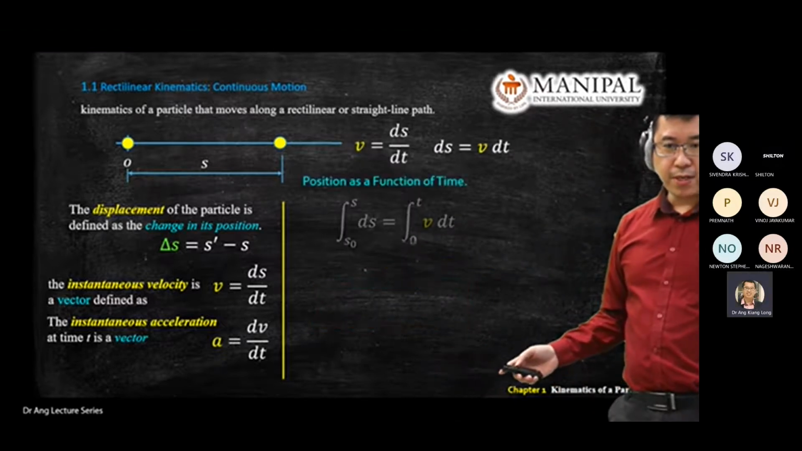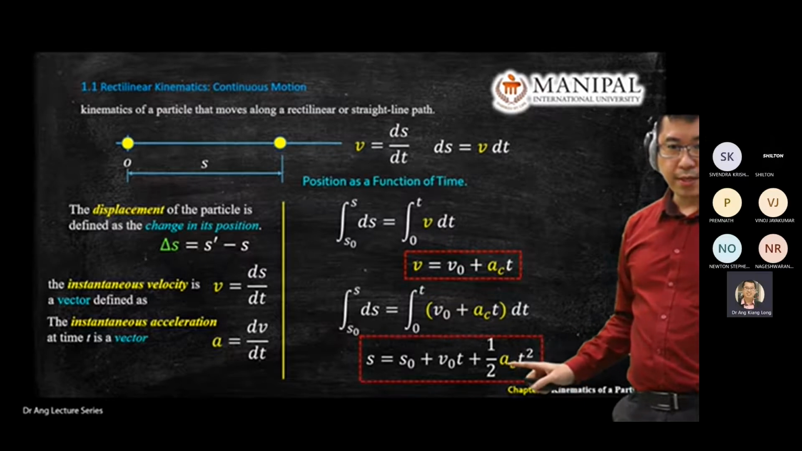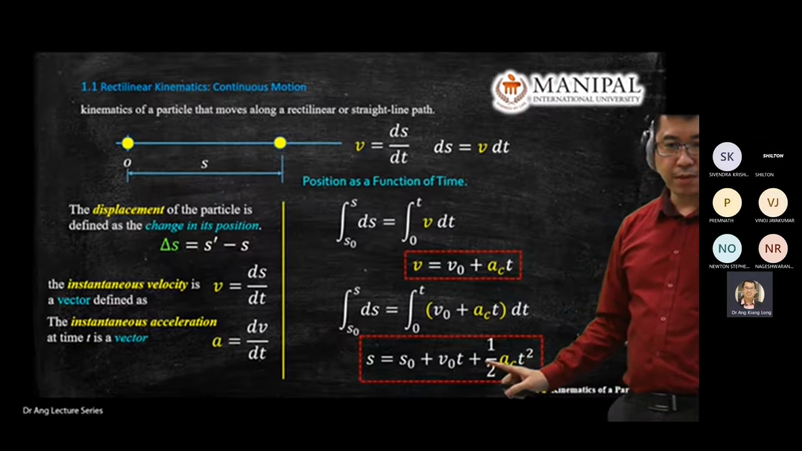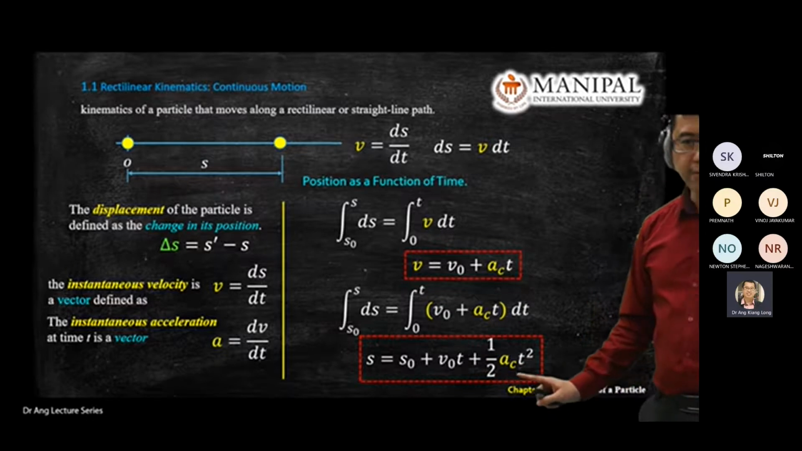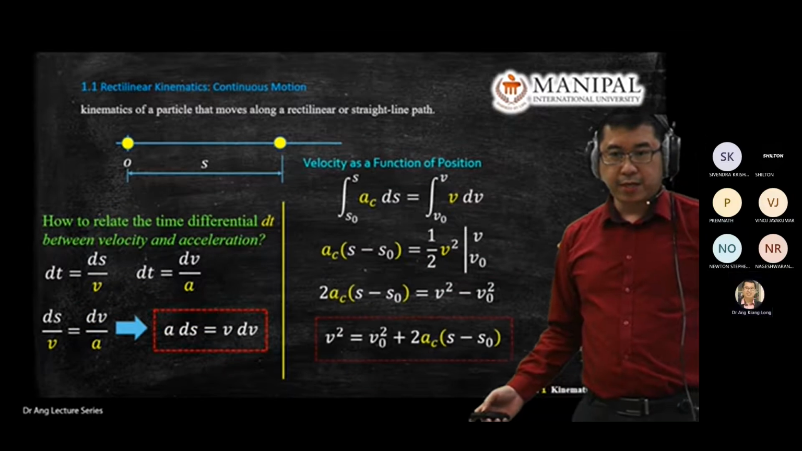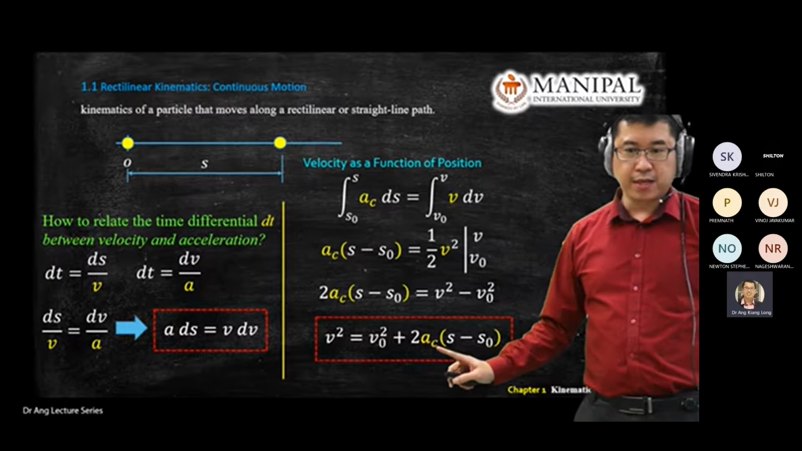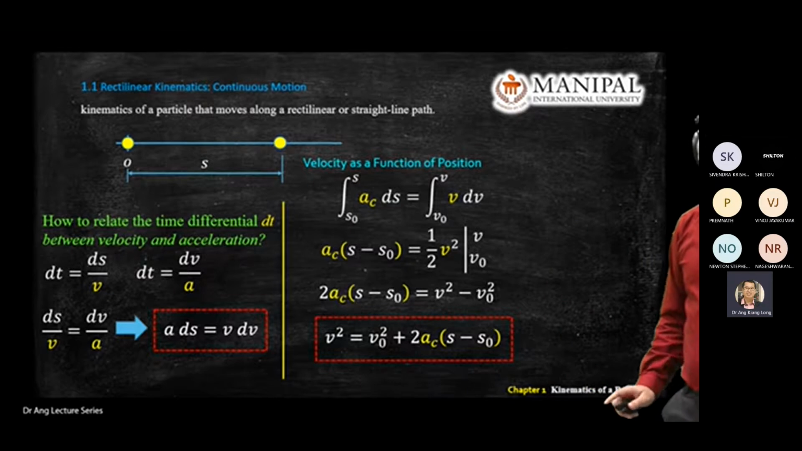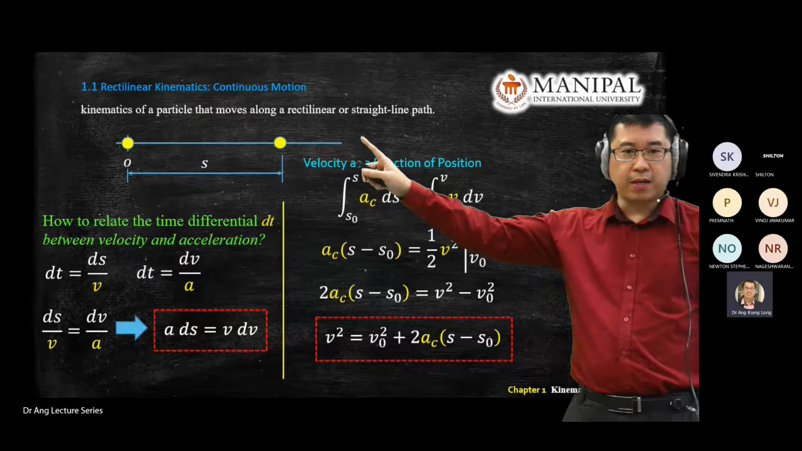Next one will be this one. S equals S0 plus V0 T plus half A T squared. This one also when you have a constant acceleration. The third one is this one. V squared equals V0 squared plus 2A times (S minus S0).